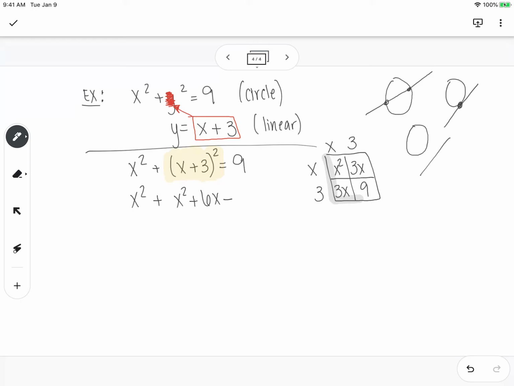6x + 9. And there is a little trick there. You could have squared your x, which gives you x², squared your 3, which gives you 9, and then when you multiply 3 times x, you get 3x, and then you double that, multiply it by 2, and you get 6x. So that's a little trick there. Square the first, square the last, and double the middle.